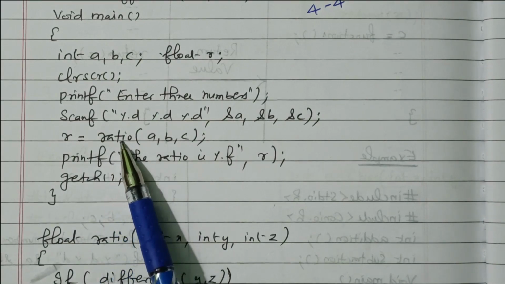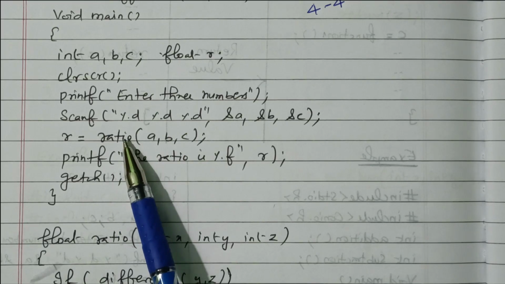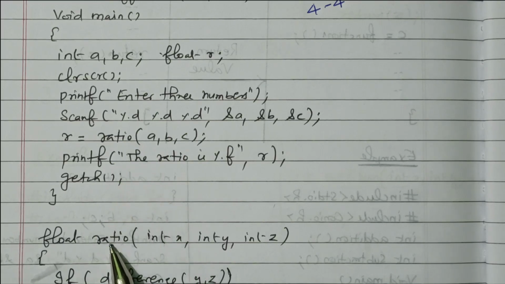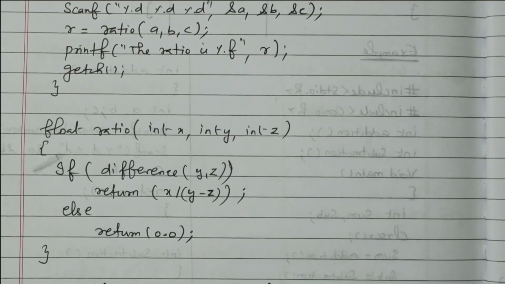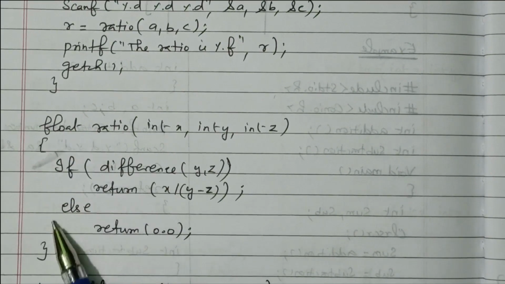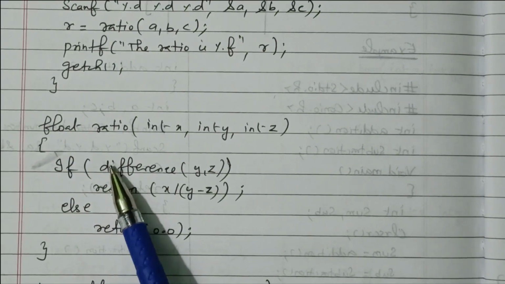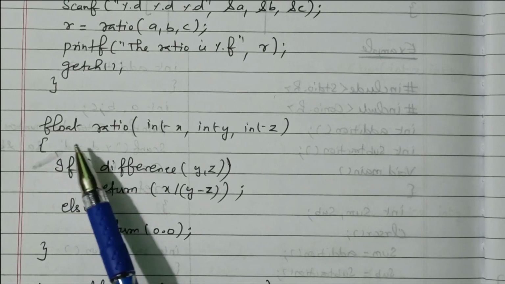So while calling this function, the control will transfer to the function definition. We need to define this function. From the main program, while calling, the control will transfer to the float function definition. We will see what is available in the function. So this is the function definition. Function definition means the set of statements. It will return a floating point.